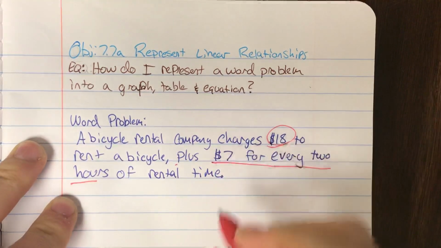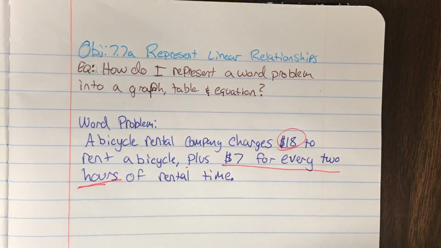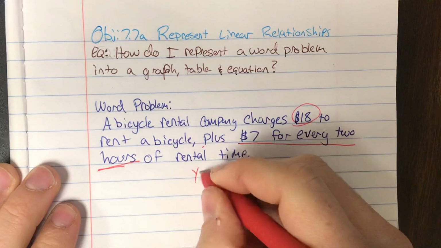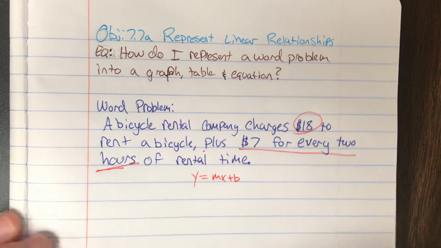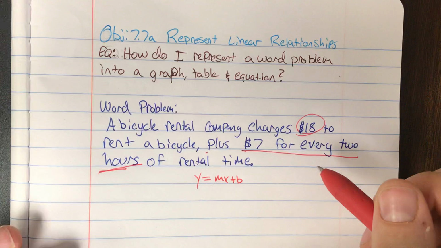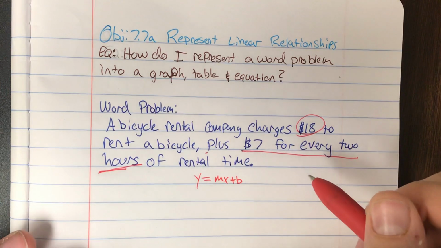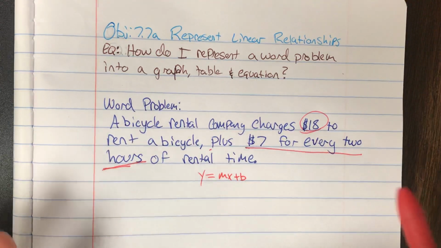So this is something that you haven't probably seen yet. It says $7 for every 2 hours. So we know the form is going to have to be y equals mx plus b. So we've got to figure out what's our y-intercept, what's our slope, okay? When we say each, per, and every, those are the key words that tell us which number is going to be our slope, right? So if we see the word every associated with a number, that usually means that's going to be our slope.